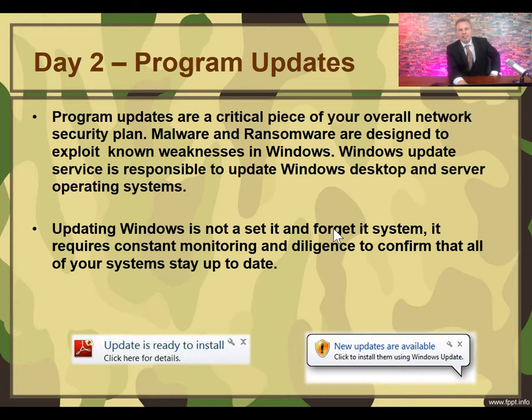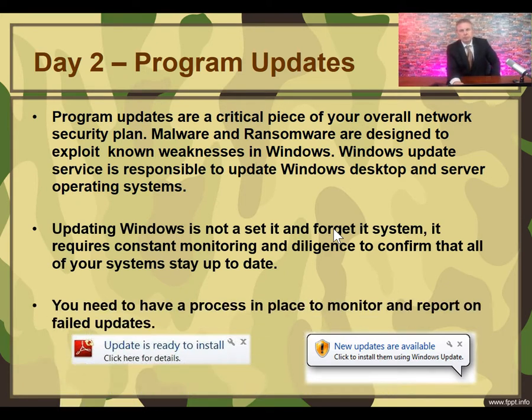Updating Windows is not a set it and forget it system. Even though it's automatic, you have to manage it, make sure it takes place. One failed update could stop all the updates in the future from ever running, and you could be a lot of updates behind, even years behind, and not know it. You need to have a process in place to monitor and report all failed updates to make sure they do get applied. Sometimes you have to make changes to Windows or repairs to the operating system in order for updates to be applied.